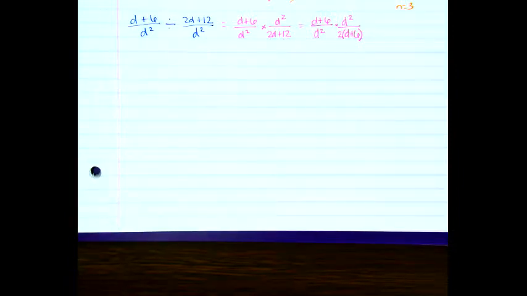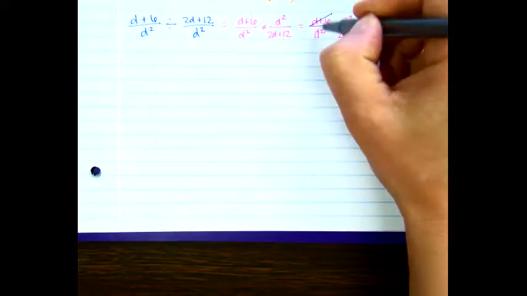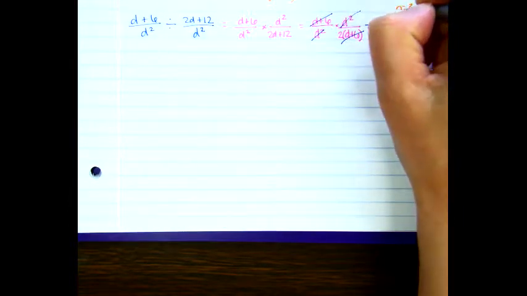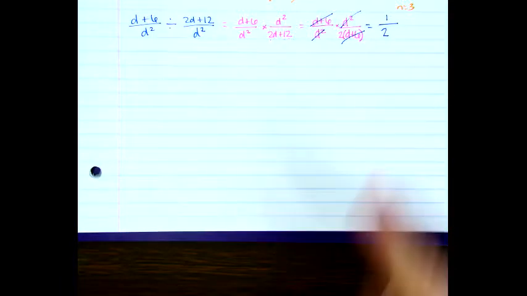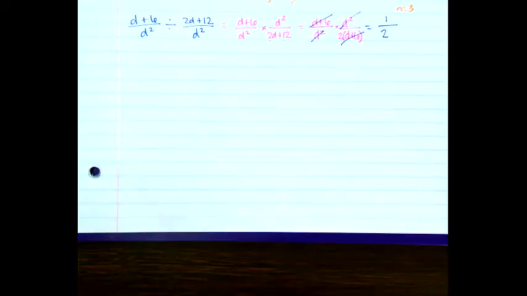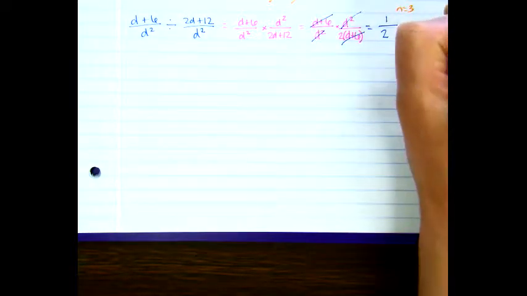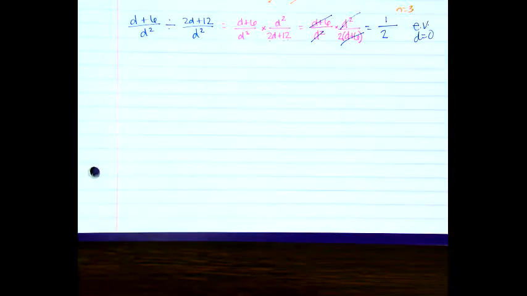So from here I'm going to divide out my common factors. D plus 6 in the numerator, d plus 6 in the denominator, d squared in the denominator, d squared in the numerator. I only have a 1 left behind in the numerator and only a 2 left behind in the denominator. So that simplified super nicely to 1/2. But go back to your excluded values, and d cannot be 0. So remember that my excluded value is d equals 0. So just keep that in mind.